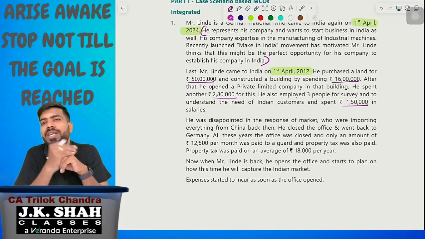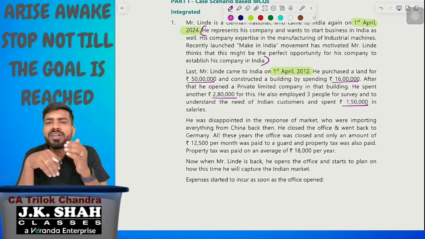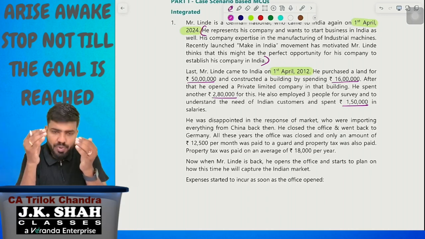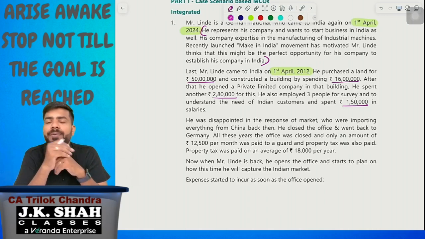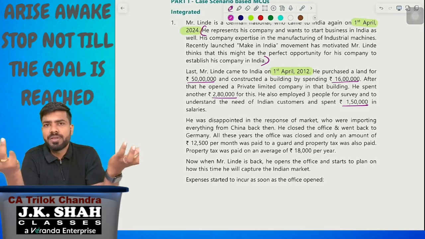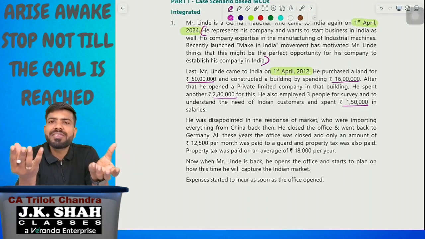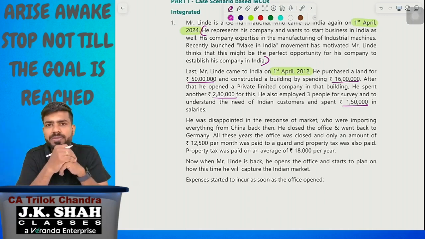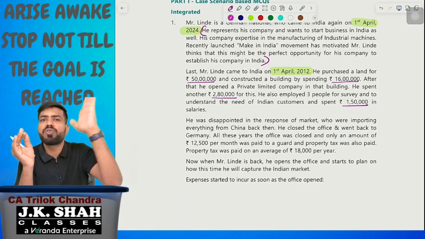Again, he came in 2024. In 2012, when he came to India, he purchased the land by spending 50 lakh rupees, constructed the building by spending 16 lakh rupees, and started the private limited company by spending 2,80,000 rupees. He recruited few people to survey the market, and for them he paid the salaries. How much are the salaries? 1,50,000. This is the story that happened in 2012. Okay, next.